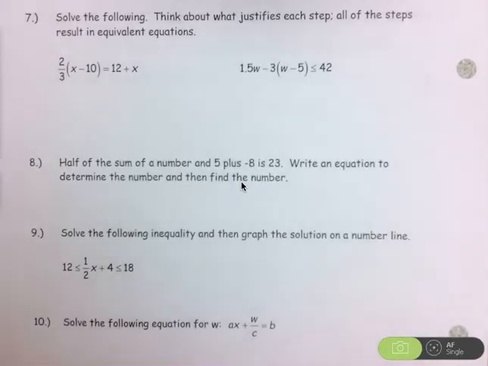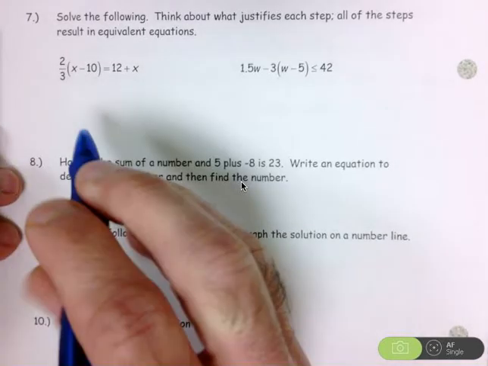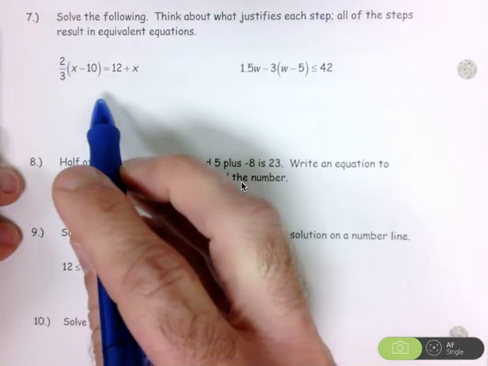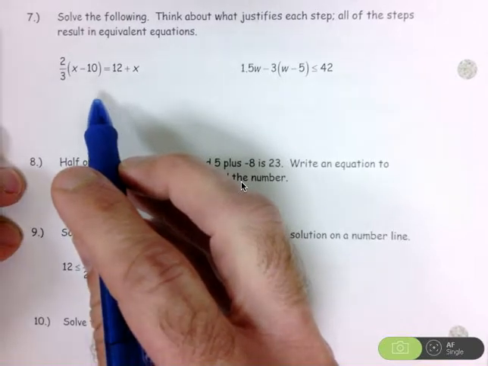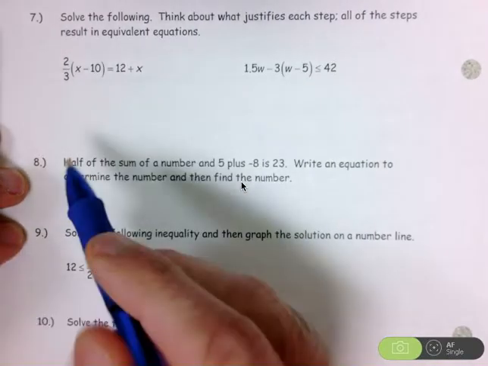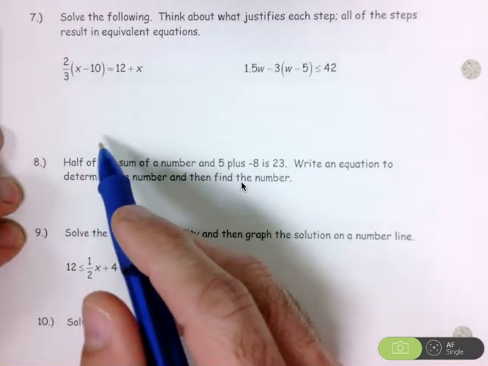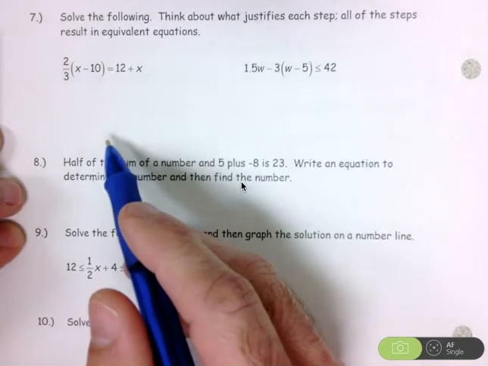All right, guys, let's take a few minutes and finish the back side of the online review. And the back side really involves a lot of solving. So up here, solve the following. And you want to think about what justifies each step, because what we want you to realize is that every step, every equation that you write is just an equation that's equivalent to the original one.